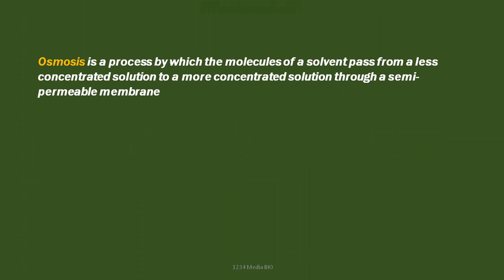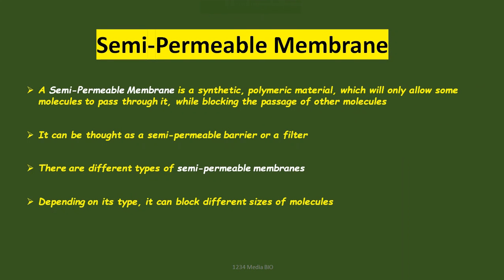So before moving forward you must know what a semi-permeable membrane is. It is a synthetic, polymeric material, which will only allow some molecules to pass through it, while blocking the passage of other molecules. It can be thought of as a semi-permeable barrier, or a filter. There are different types of semi-permeable membranes. Depending on its type, it can block different sizes of molecules. So this was the basics of the semi-permeable membrane.